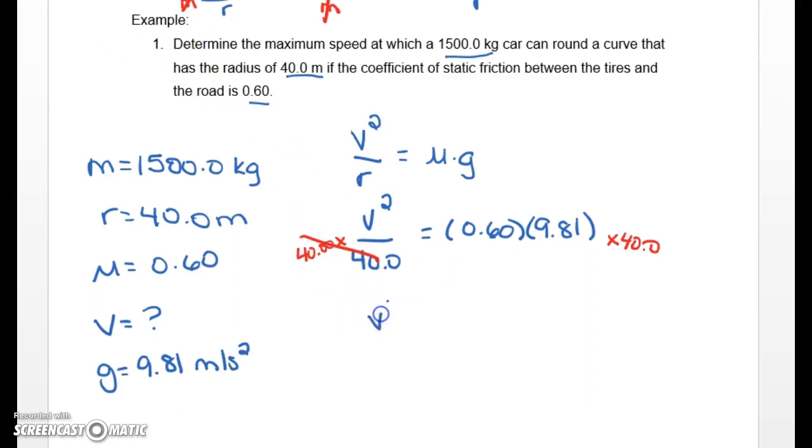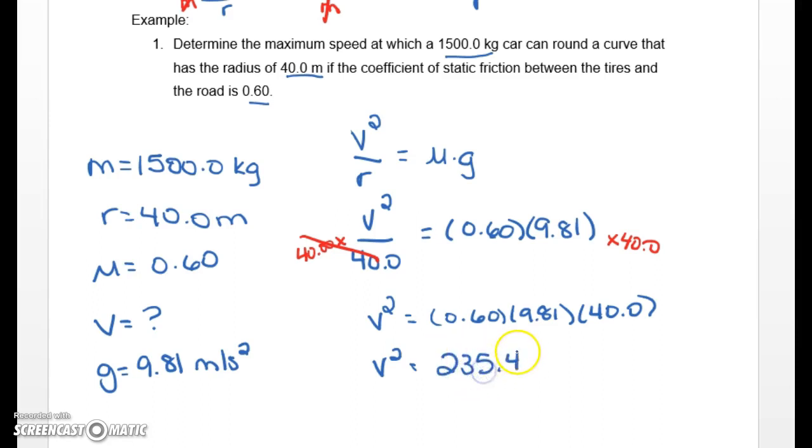So what you're left with is speed squared is equal to 0.60 times 9.81 times 40.0, which you can actually plug all of this into your calculator. And you guys would find that your answer should give you 235.44.